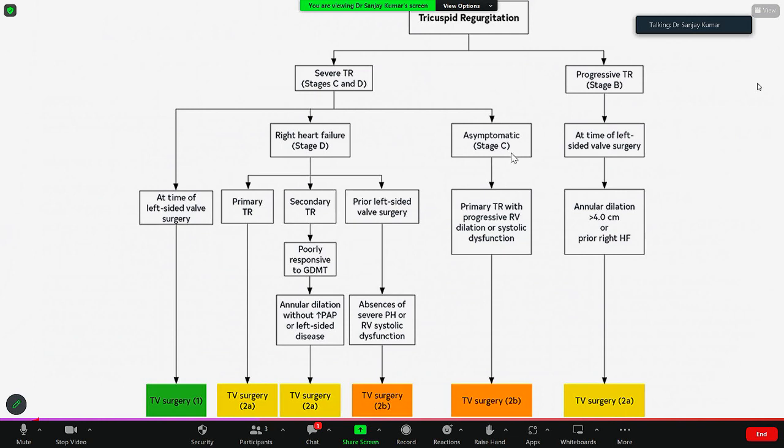For an asymptomatic patient, if it is stage C but progressive in nature, with severe progressive dilatation of the RV and systolic dysfunction, it forms a 2B indication for performing surgery. If it is a progressive TR at the time of left heart valve surgery, annular dilatation is the criterion the majority of the time we look at. Because even if the patient has a moderate TR volume-wise, if you really see that the annulus is dilated, then in that case the patient must be subjected for annuloplasty, and this forms the class 2A indication for tricuspid valve surgery.